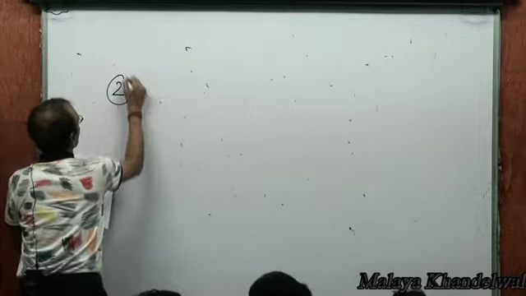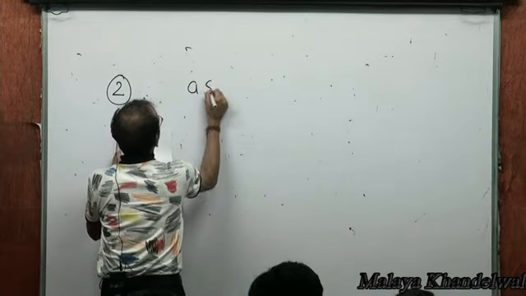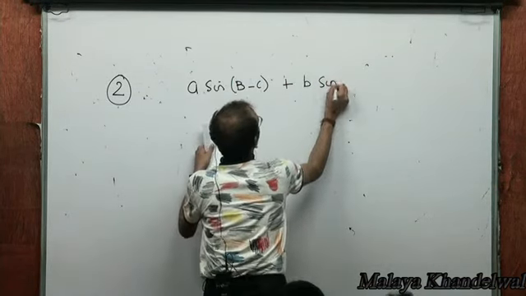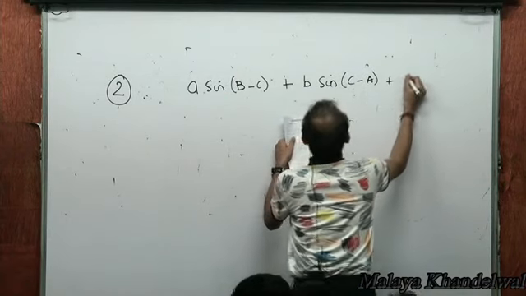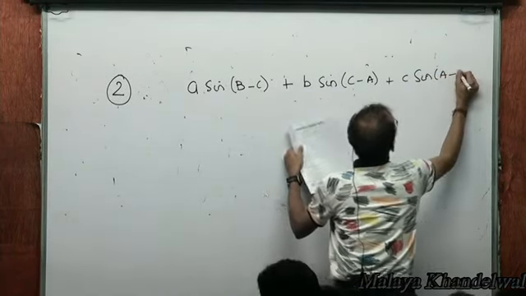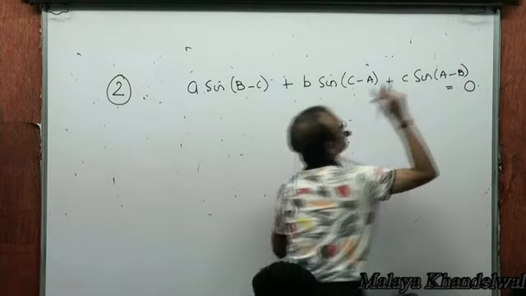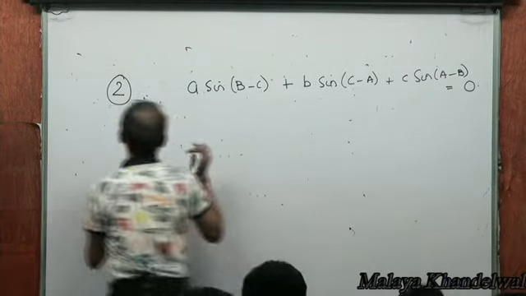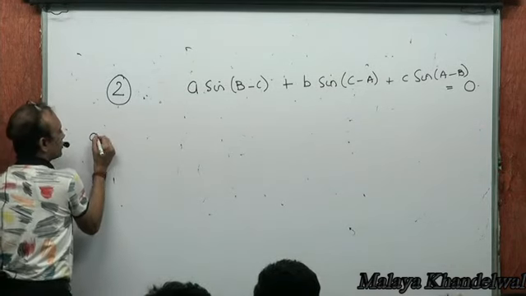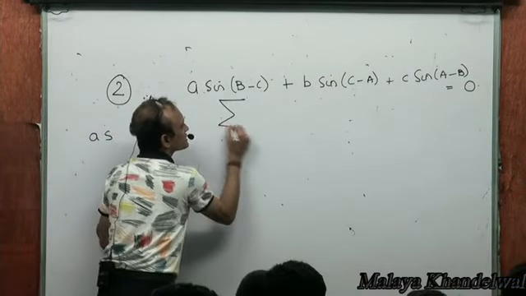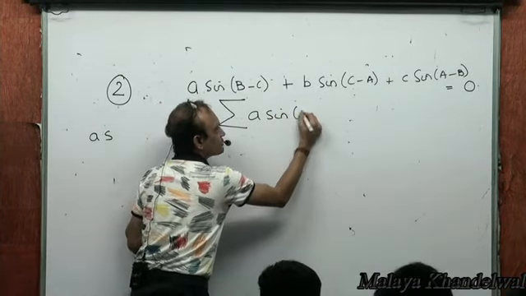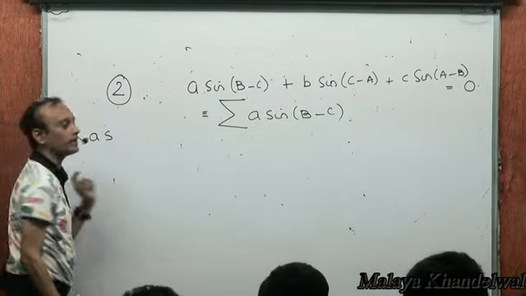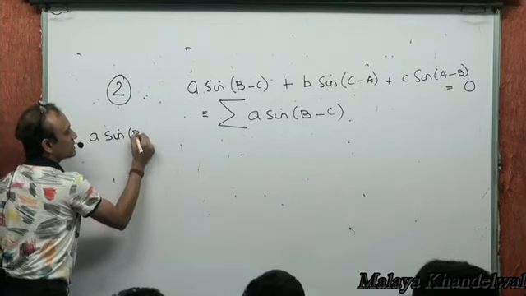Problem number 2: A sine (B minus C) plus B sine (C minus A) plus C sine (A minus B), we need to show this is 0. Now, just look at one of the terms. They all look alike, right? This is conventionally written as summation A sine (B minus C), the sum of terms of the kind A sine (B minus C). That's how we write it in summation notation.